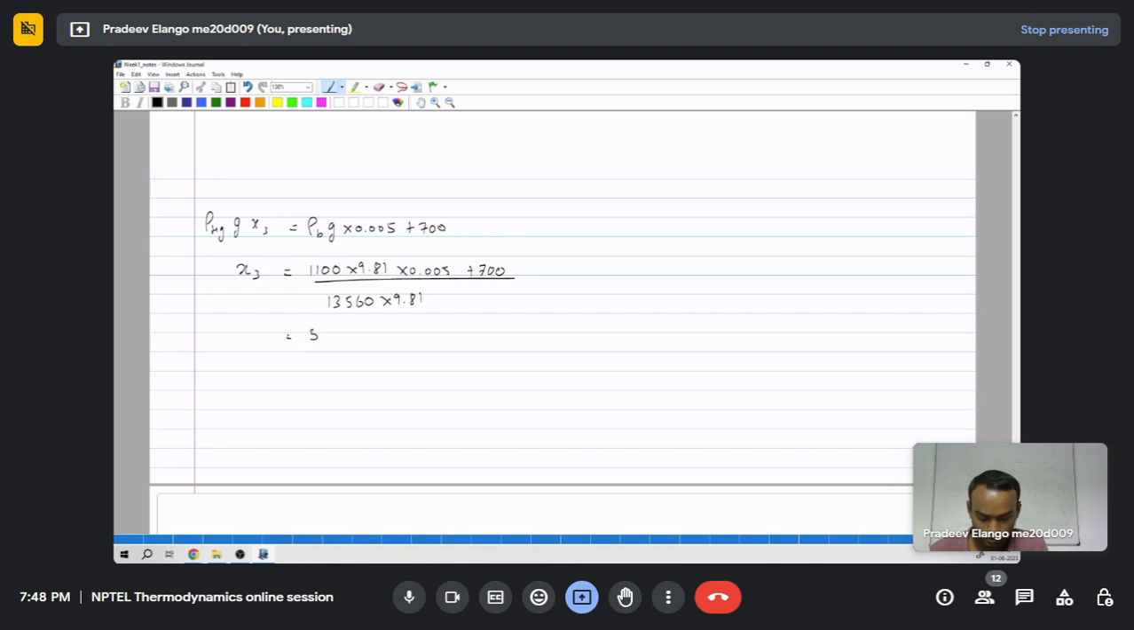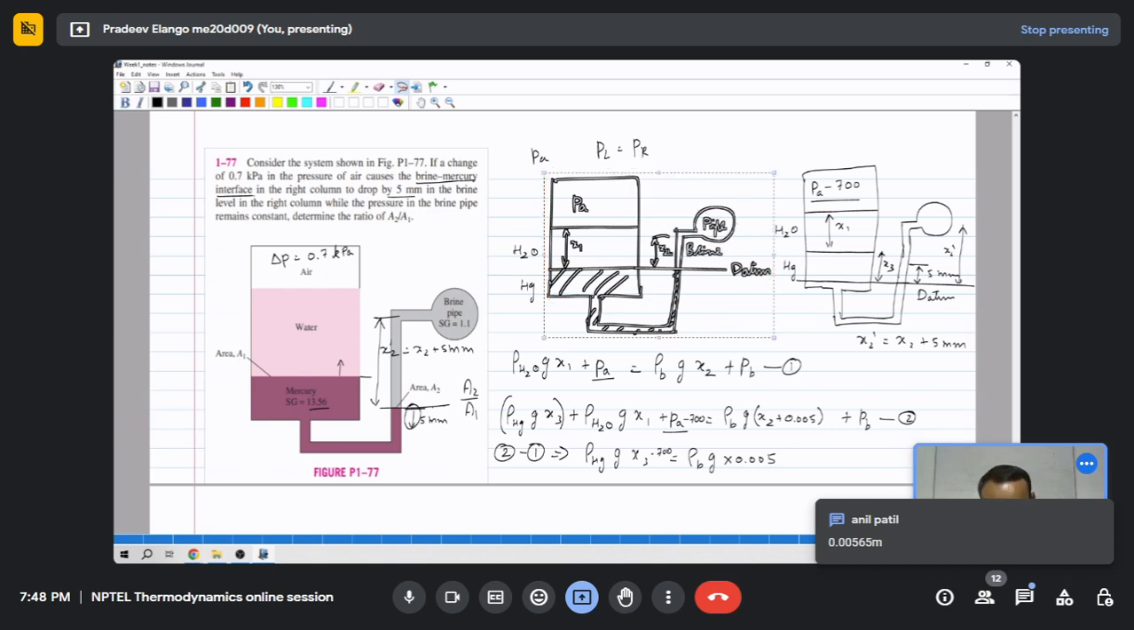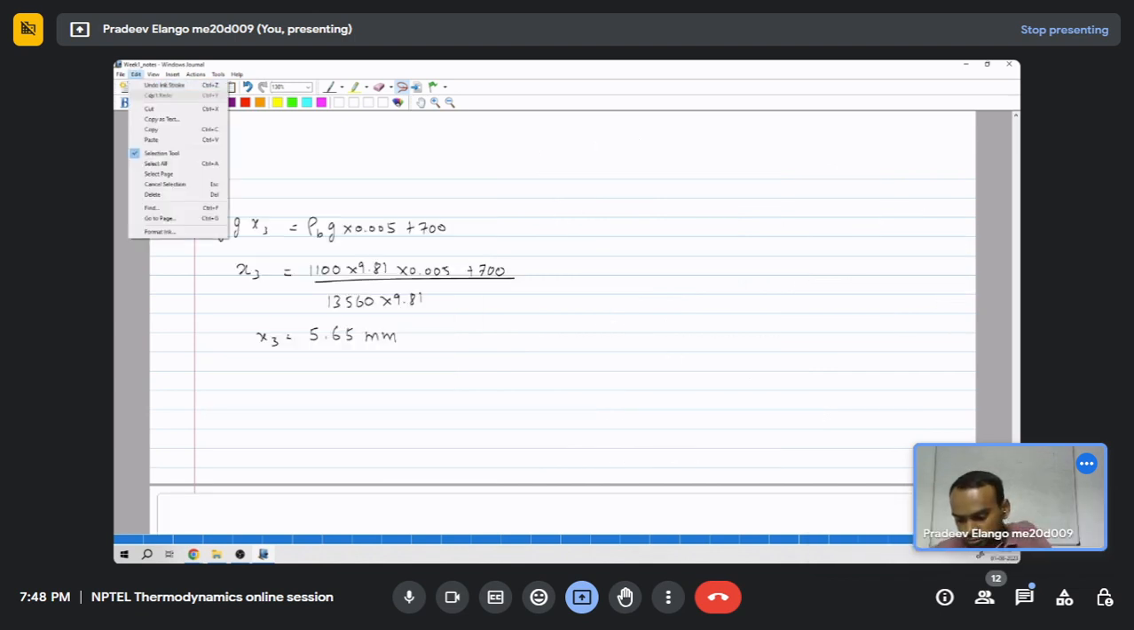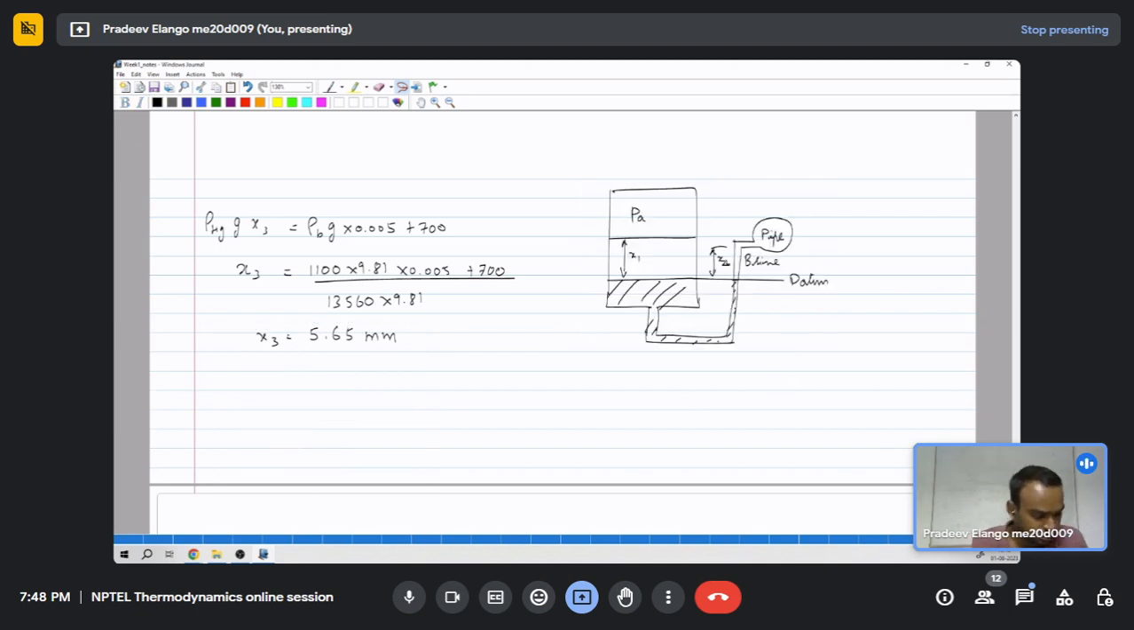Five, 5.65 mm. Yeah, 5.65. So now what has happened is, initially we had both at the same level, both the hydrogen and the mercury were at the same level, and now when we increase by 700 pascals, this has gone up by some level and this has gone down.